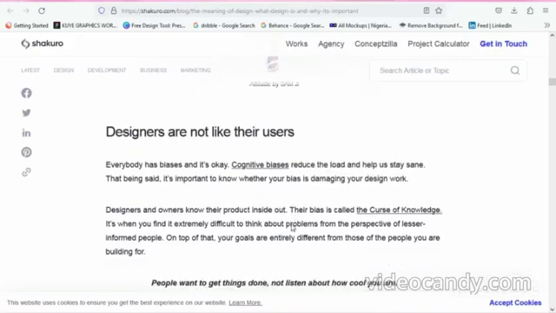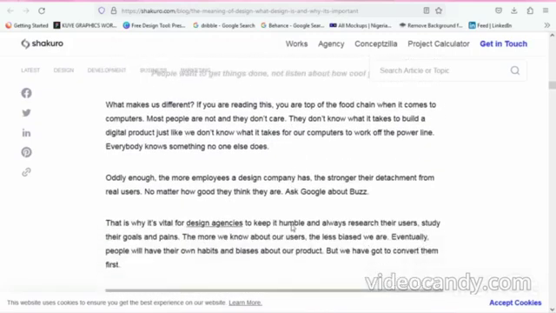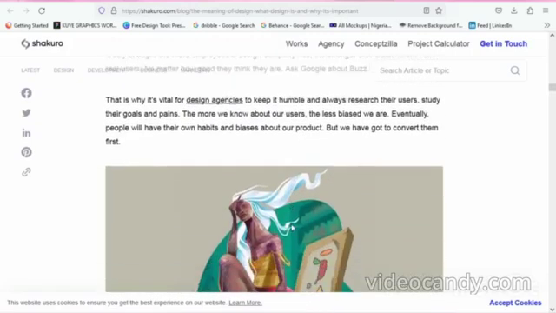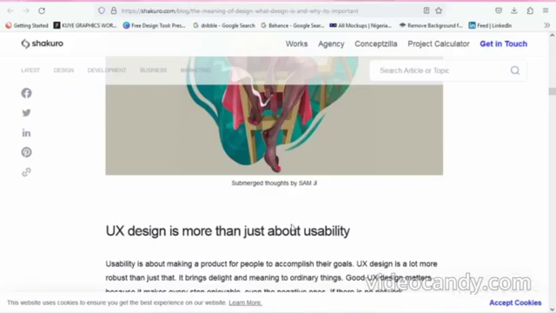No, they are different. Designers think. Designers are creative. Everybody has biases, but as a designer, you don't have to be biased. You get things done, and people want to get things done, not listen to how cool you are. You realize, okay, as a designer, I must do this, it must be very beautiful. Sometimes it doesn't have to be like that. You are designing for the users.